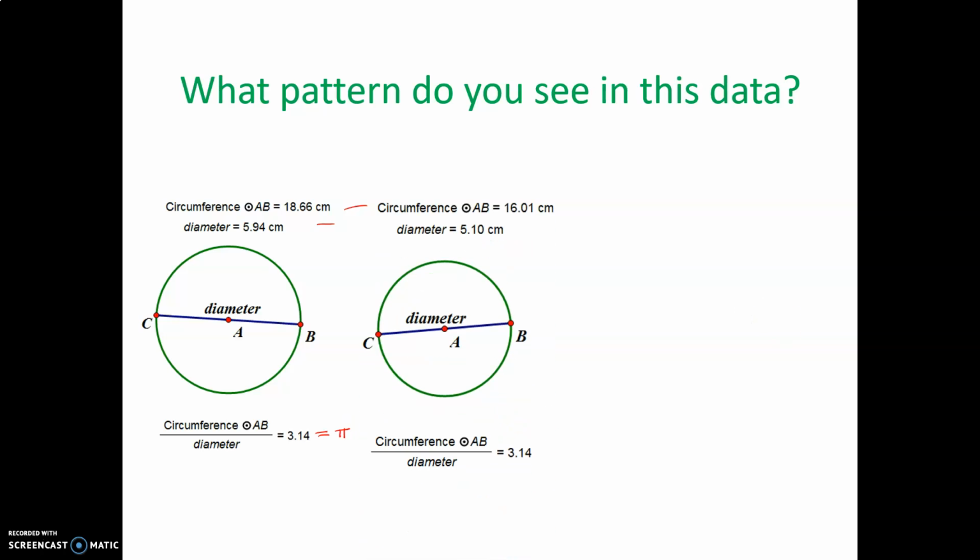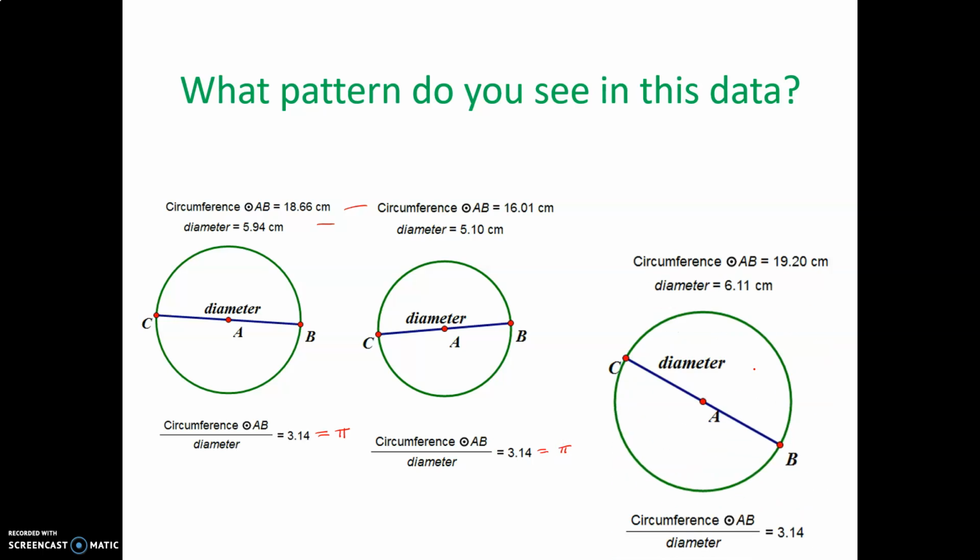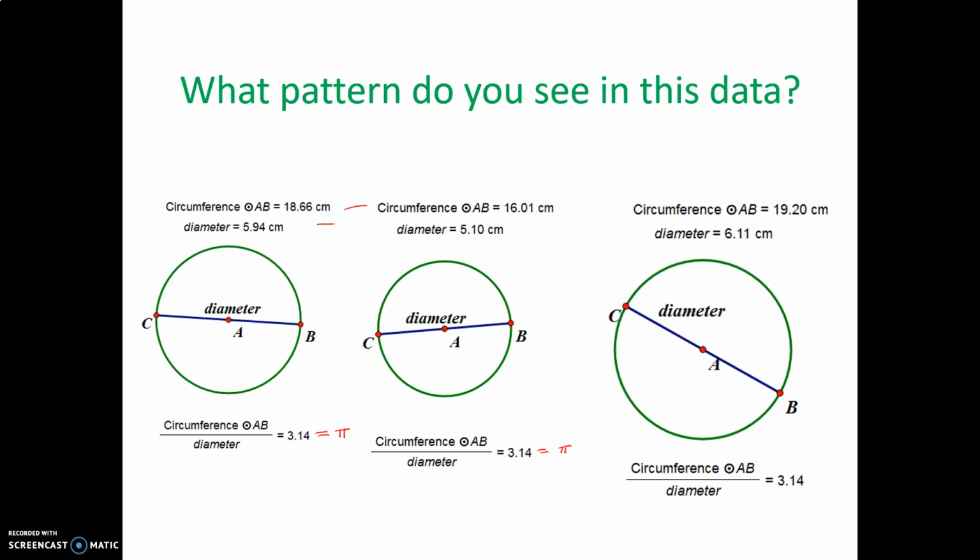I did it again with a smaller circle and got the same thing. Circumference over diameter is equal to 3.14, which is pi. I did it again with a larger circle and figured out circumference over diameter is equal to 3.14, which is pi. So what did I have? Circumference over diameter is equal to pi over 1. If I cross multiply, c times 1 is c.